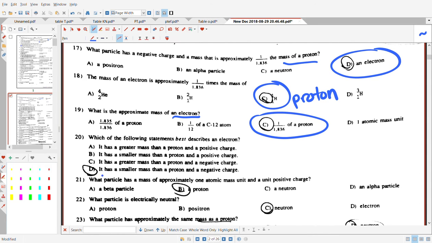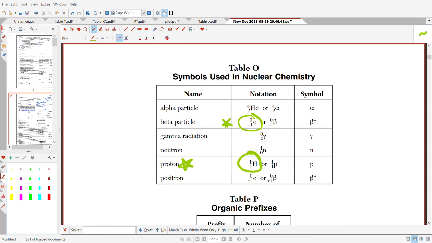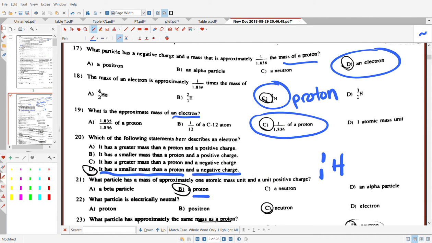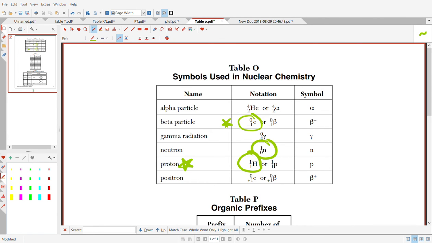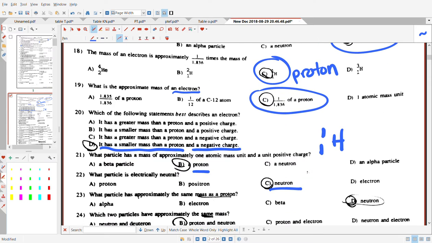Which describes an electron? It obviously has a smaller mass than a proton and a negative charge, which we already looked up on Table O. Which particle has a mass of 1 and a positive charge? Mass is the top number. If we go to Table O and look it up, who has a mass of 1 and a charge of 1? It's a proton. So you don't have to memorize these. Which is neutral? That means the charge is 0. On Table O, a neutron has a charge of 0, so the answer is a neutron.